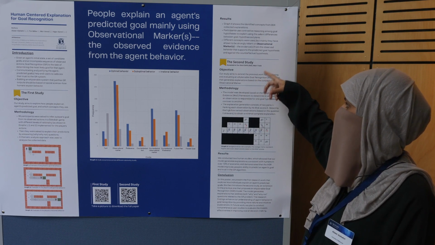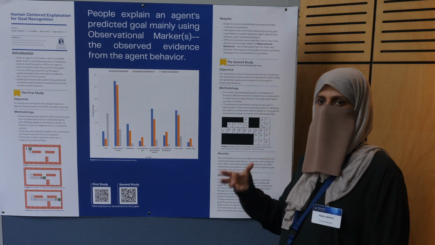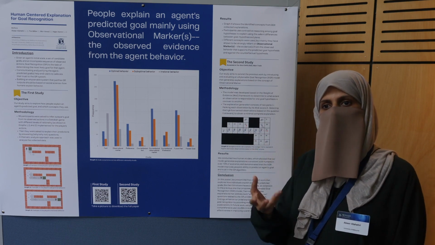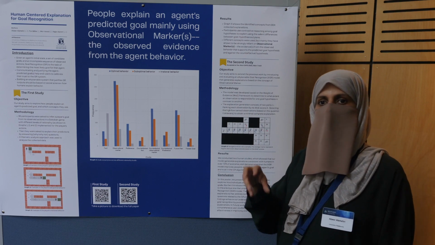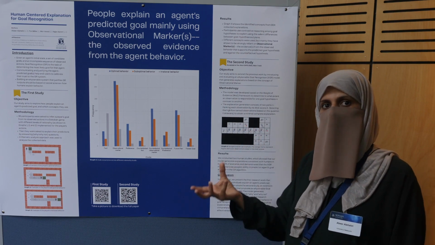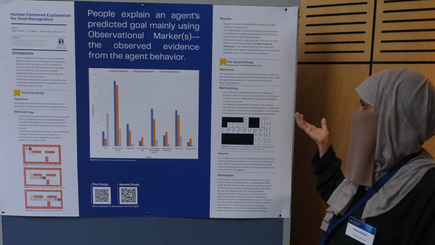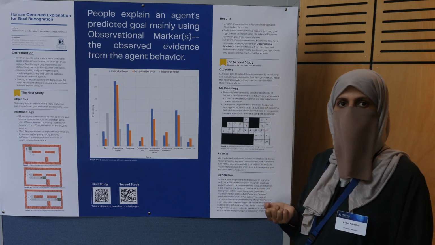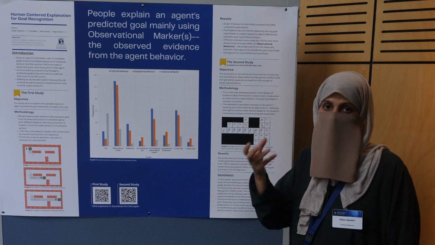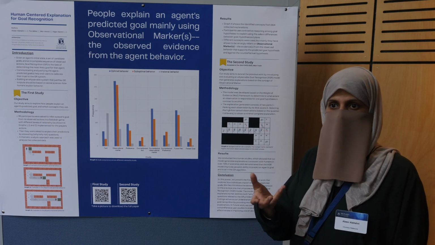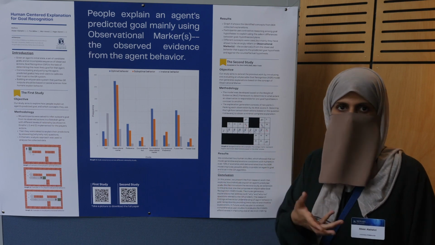By having the conceptual model out of this study, we then moved to the next step, extending the work by building an explainable goal recognition that generates an explanation for the goal recognition agent, mainly focusing on formalizing the observational marker concept. The model was developed based on the weight of evidence framework. It's a statistical concept that tries to measure the strength of evidence that is supporting certain hypotheses versus others.